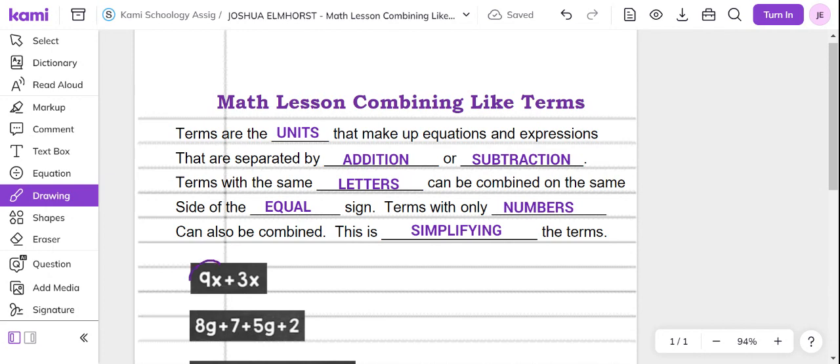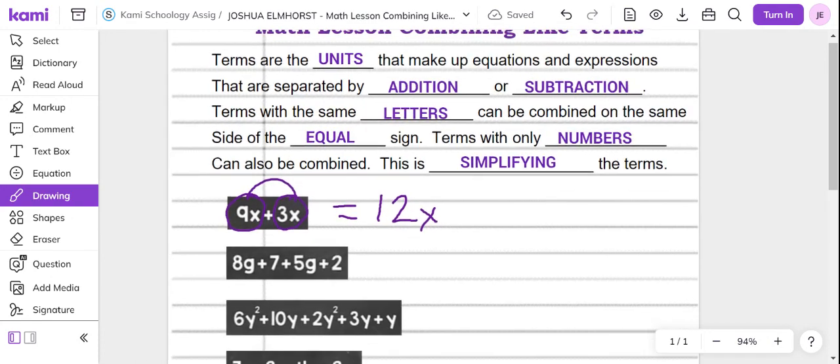So the first one, we're going to identify like terms, and there's 9x plus 3x. Now, they're both separated with addition, but because they're both the same letter, it's x and x, so 9 of them and 3 of them says that they can go together, and that's equal to 12x.